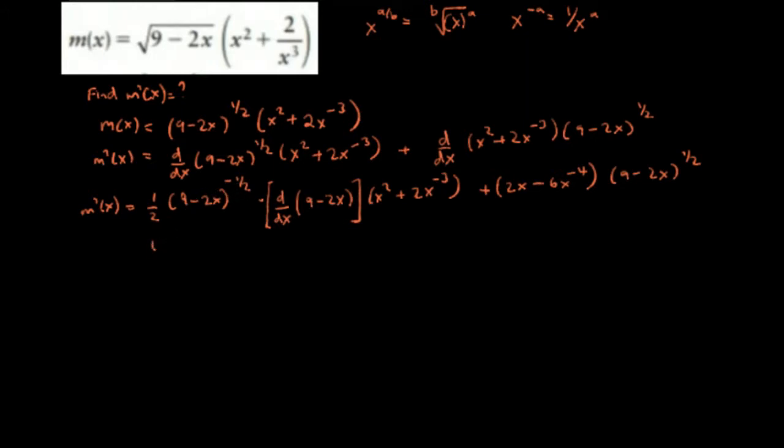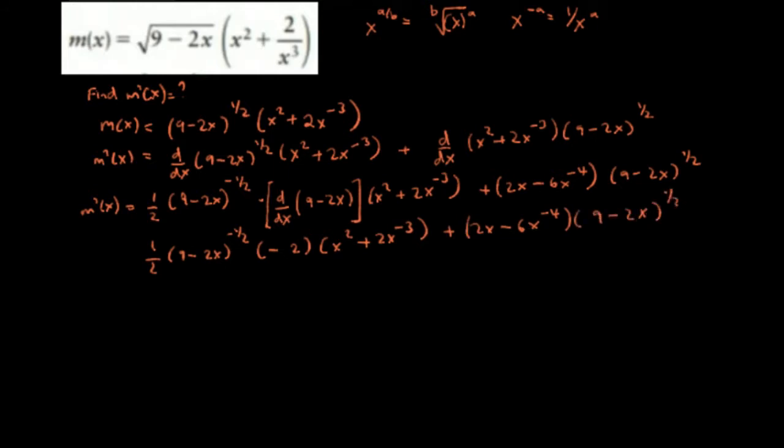What you want to do with the negative exponents is just put them in the denominator. We'll work with that. So we have 1/2 times 9 minus 2x to the power -1/2. I'll do that for the next step. But here we have -2, times x squared plus 2x to the power -3, plus 2x minus 6x to the power -4 times 9 minus 2x to the power 1/2.